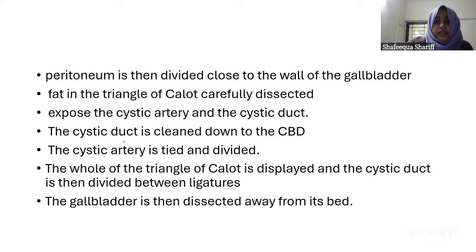The cystic duct is cleaned down to the CBD, and the cystic artery is tied and divided, and then the cystic duct is tied and divided. The gallbladder is then dissected away from its bed.